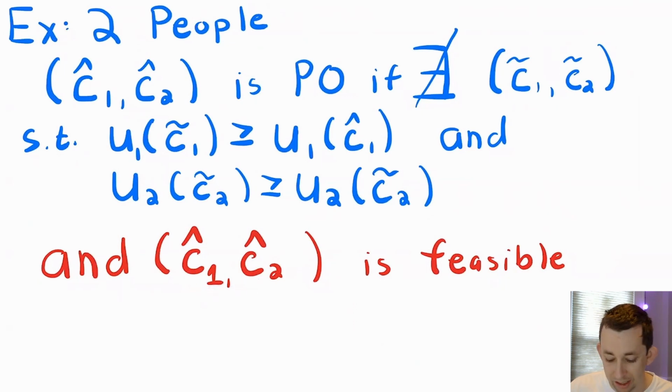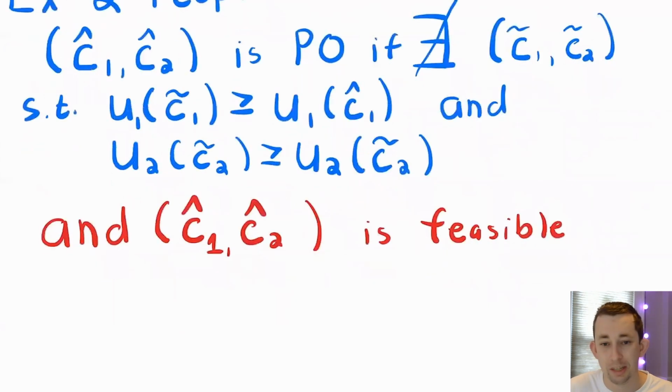And of course, we have this feasibility constraint because if we have 10 cookies we're dividing between two people, it might be better to give each person 20 cookies instead of 5 cookies, but you can't give everyone 20 cookies because you only have 10 cookies, you don't have 40 cookies. So we just have to add in this feasibility constraint here.